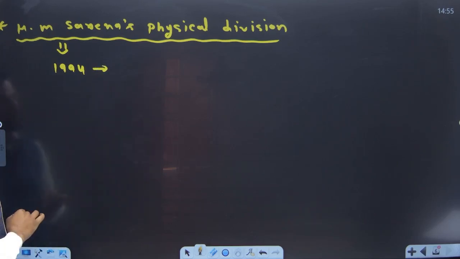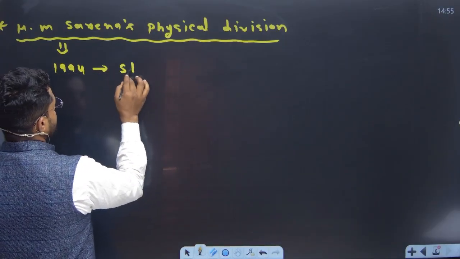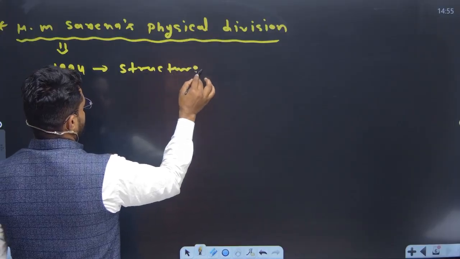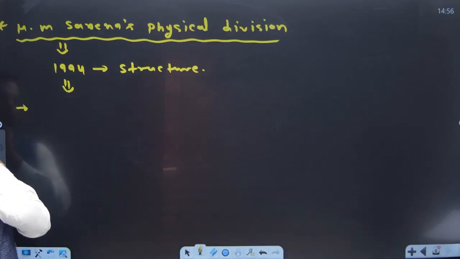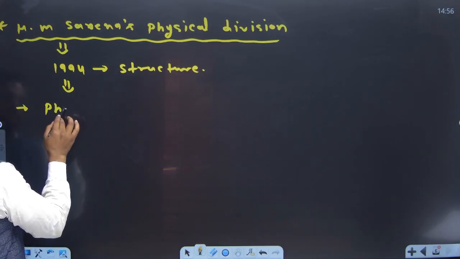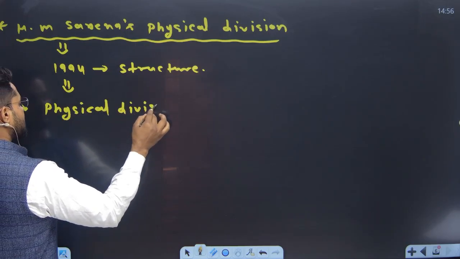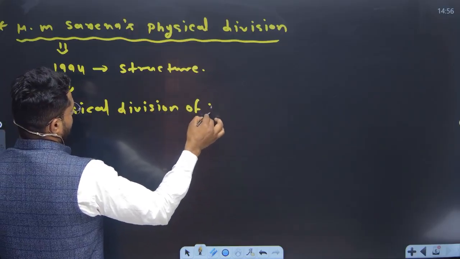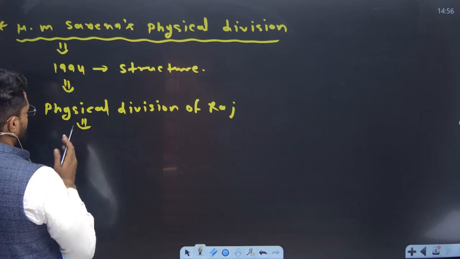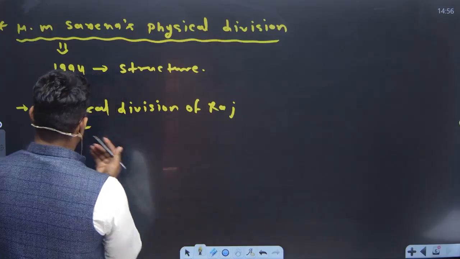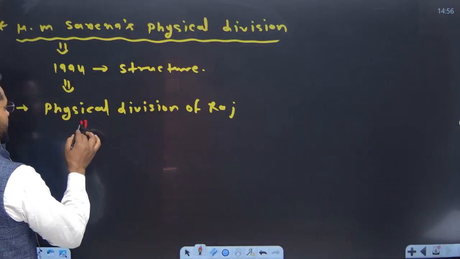And what is the basis of Hari Mohan Saxena's division? The basis is structure. In 1994, Hari Mohan Saxena wrote a book named Physical Division of Rajasthan. In this book, he divided Rajasthan into 4 physical divisions, which is very important.